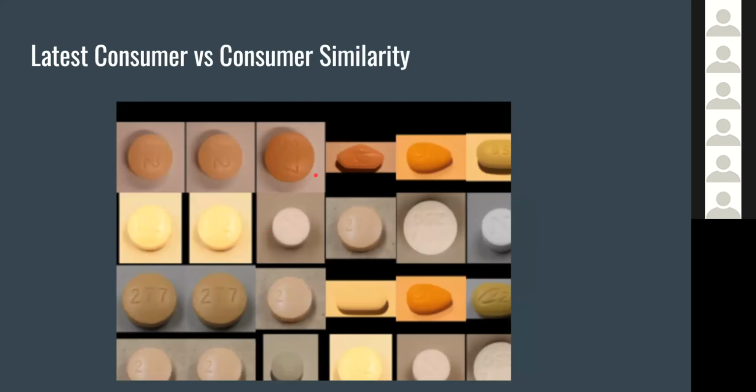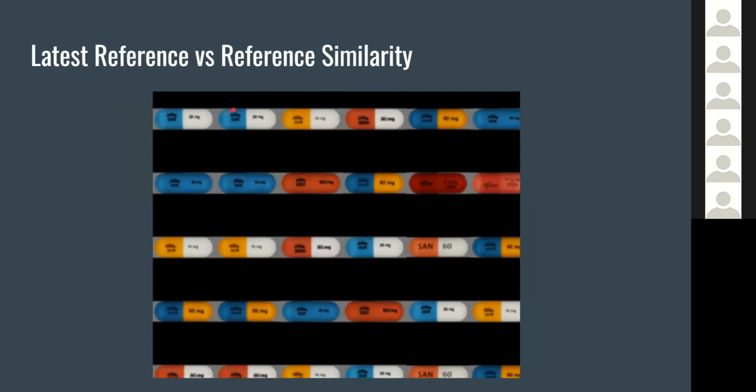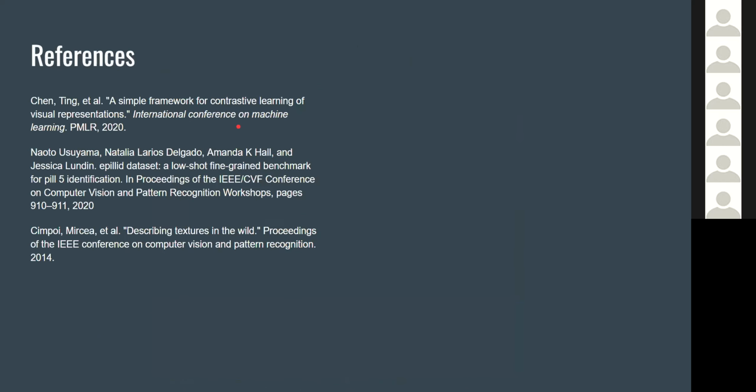Then here's consumer versus consumer, so these are the consumer pills that it's grouping together. Again, same format: on the left here is like the key. These are the consumer pills, and obviously it matches closest to itself. And then these are the images it's deciding are close otherwise. And similarly for the reference. What I like to see here is the attention it's actually paying to these symbols over just the colors, because it shows that the network thinks these are important. All right, those are my references, and that will conclude my presentation.